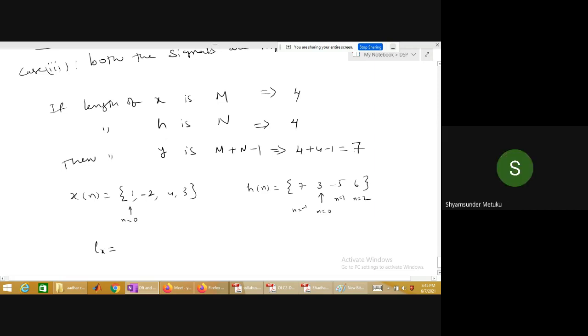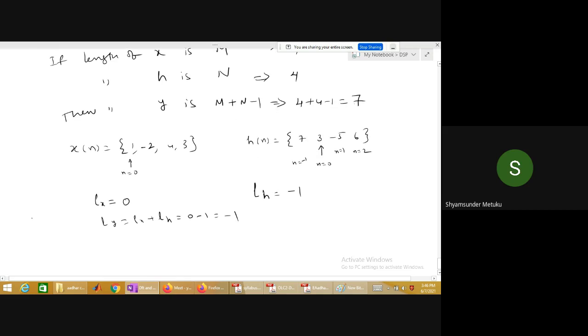Okay, what is the lower limit for the x now? 0. Yes or no? What is the lower limit for h? -1. Yeah, LH it is -1. Then the lower limit for the y will be Lx plus LH. So what will it be? 0 plus -1, which is -1. Yes. So when you calculate the y of n, from where should we start?